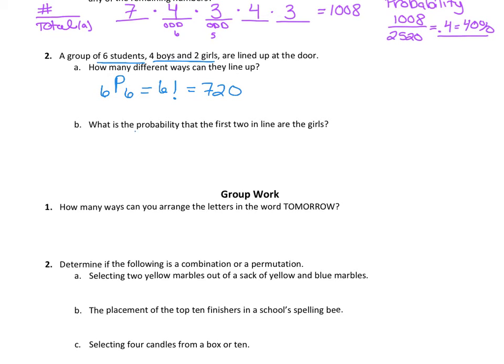Okay, so now here comes the probability part. So the first 2 in the line are girls. So I want the probability that the first 2 in the line are girls. So I could think of this kind of like I did the first one, where I can do my spaces. So I have 6 spots in line. The first 2 are girls, so I have 2 options and then 1 option. And then I have 4 options for boys, 3 options for boys, 2, and then 1. And that would give me 48.